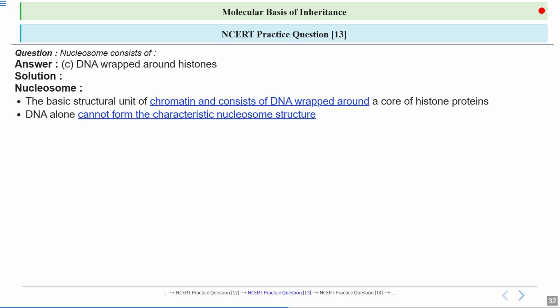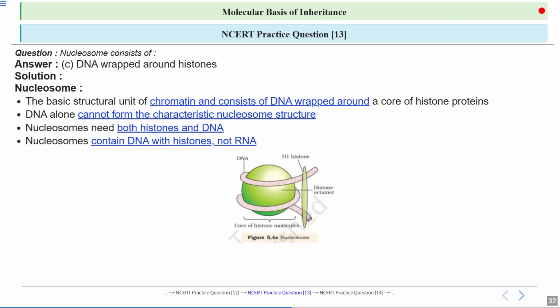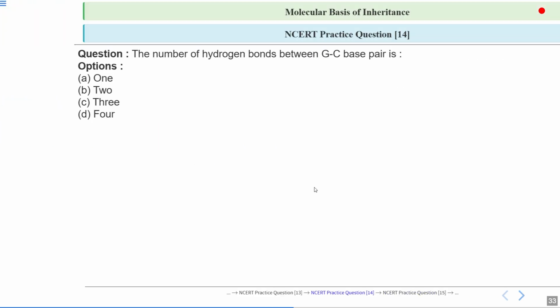DNA alone cannot form the characteristic nucleosome structure. Along with DNA, histone proteins are also involved. DNA is wrapped around the histone octamer. Clear? This nucleosome contains DNA with histones, not RNA. Here you can see this is a nucleosome. This is DNA, wrapped around the histone octamer. This green color is the histone octamer. This is the structural unit of the chromatin, and it helps in DNA packaging.